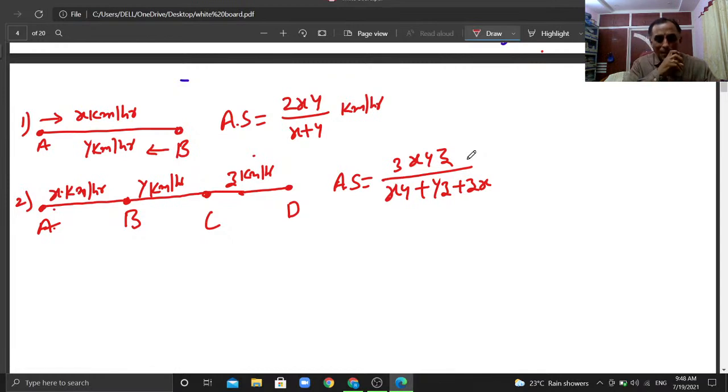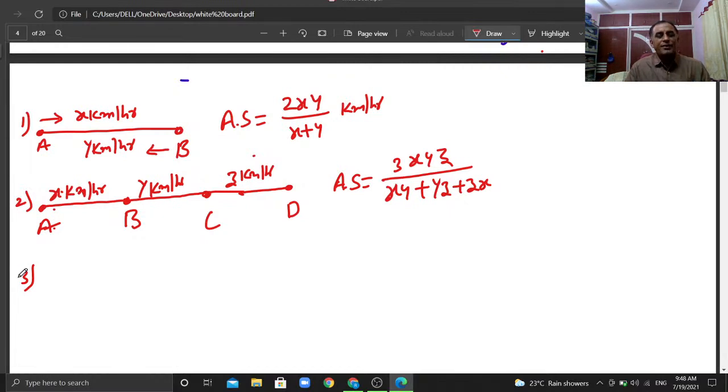For example, you travel from your house to your college at x kilometer per hour and your college to your library at y kilometer per hour, then what is your average speed? So if you travel two equal distances at x kilometer per hour and y kilometer per hour, the average speed is 2xy by x plus y. But here, the distance between your house to college may not be equal to college to library.